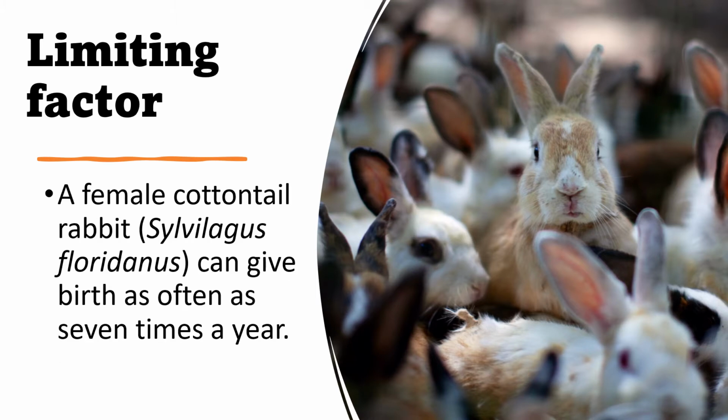Consider this example of a limiting factor. It is a female cottontail rabbit which can give birth as often as 7 times a year. So why are the meadows and forests of the eastern United States not literally hopping with the rabbits and toads? In nature, the size of a population and the rate of population growth are influenced by what ecologists call limiting factors.